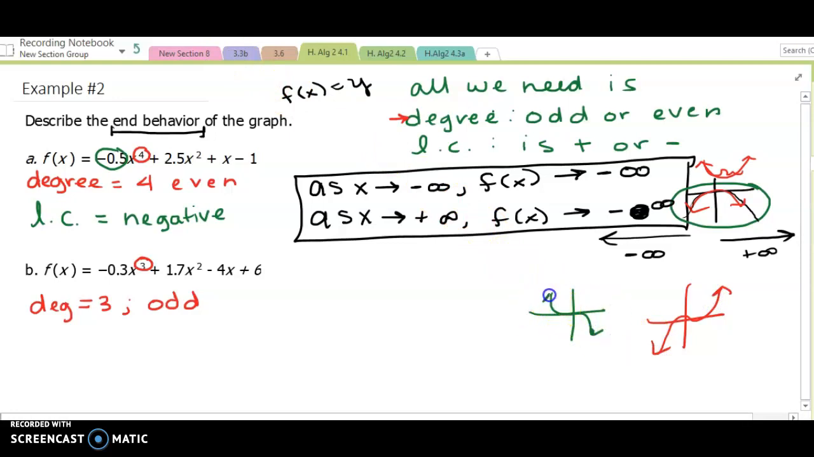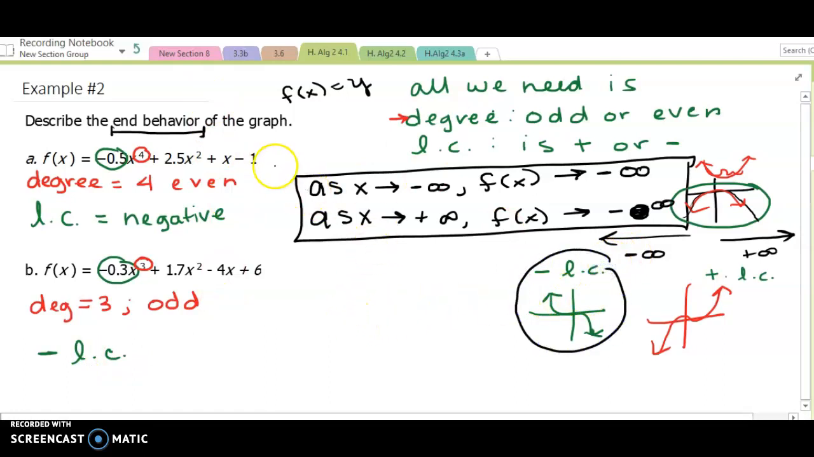See, this is where I say we don't have to memorize, just know what it means. So this would be when we have a negative leading coefficient, and this would be when we have a positive leading coefficient. Okay, so if we look, we do have a negative leading coefficient, which means the graph we're looking for is like this.